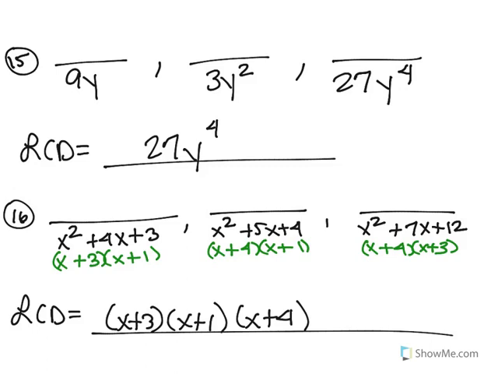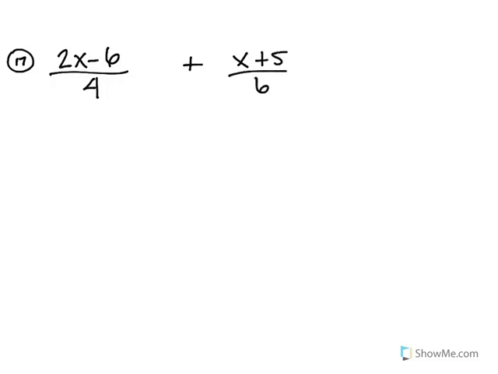Okay? Questions? Now, before you write number 17, I changed 17. 17 and 18 are changed. I did y'all's review sheet at night, and I don't like them two problems. So I changed them to two better problems. So this is your 17. 2x minus 6 over 4 plus x plus 5 over 6.